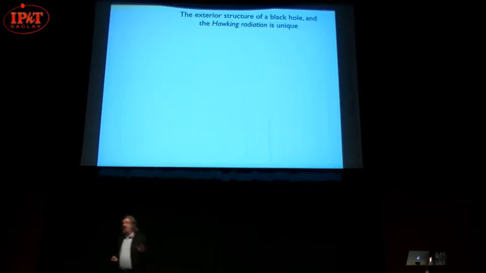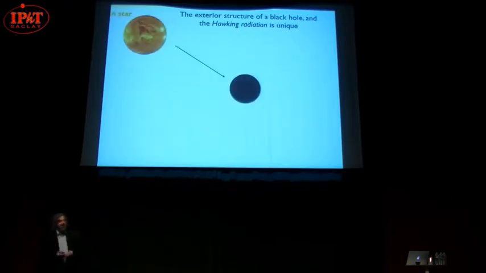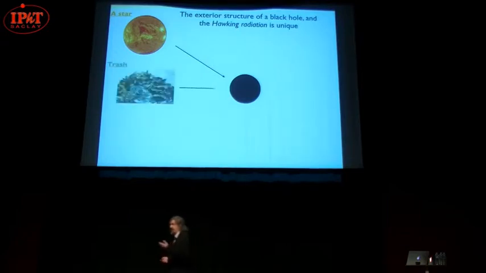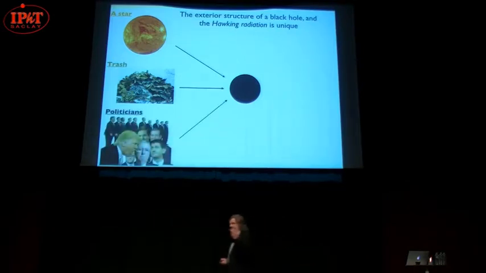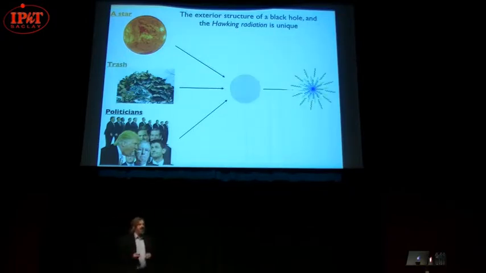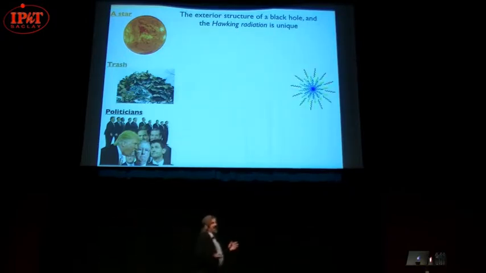So, to put it simply, you start with a star, you collapse it to a black hole. The exterior structure of the black hole is completely unique. So if you make a black hole out of trash, it looks exactly the same. And if you really want to get rid of the politicians you can't stand, you make a black hole out of them. They all look the same. And perhaps, as a satisfying outcome, the result is as featureless.